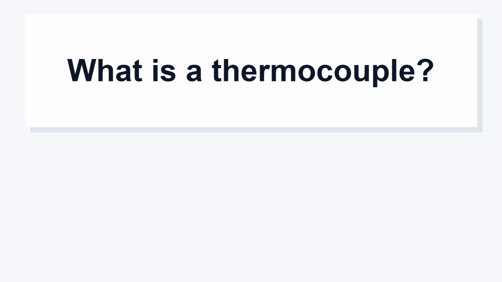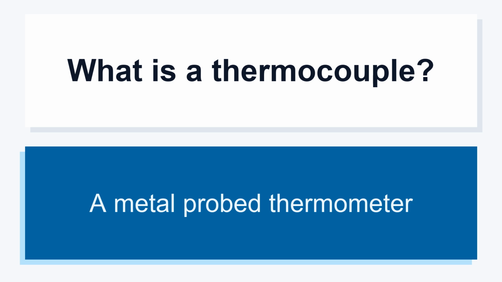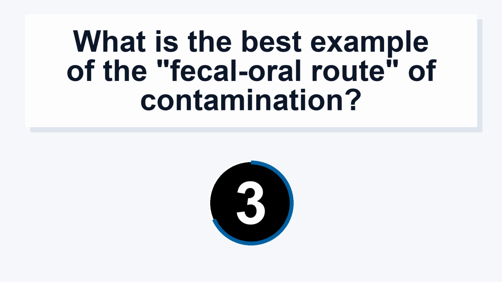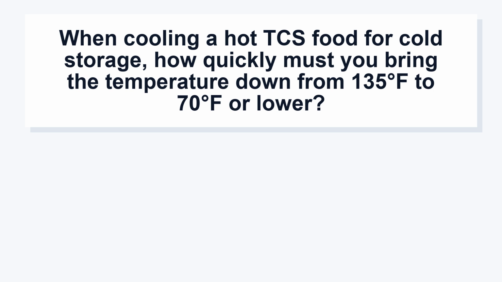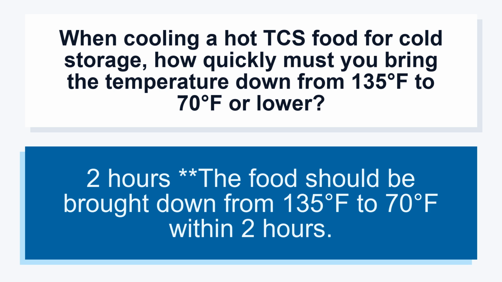What is a thermocouple? A metal probe thermometer. What is the best example of the fecal-oral route of contamination? A food handler does not wash their hands after using the restroom. When cooling a hot TCS food for cold storage, how quickly must you bring the temperature down from 135 degrees Fahrenheit to 70 degrees Fahrenheit or lower? 2 hours. The food should be brought down from 135 degrees Fahrenheit to 70 degrees Fahrenheit within 2 hours.